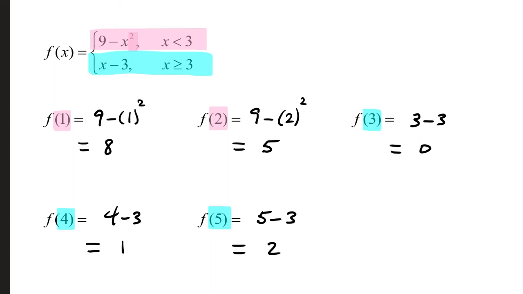All right, so f of 1, 9 minus 1 squared, that's 8. 9 minus 2 squared, that's 5. Then we switch to the bottom piece. 3 minus 3 is 0. 4 minus 3 is 1. And 5 minus 3 is 2.